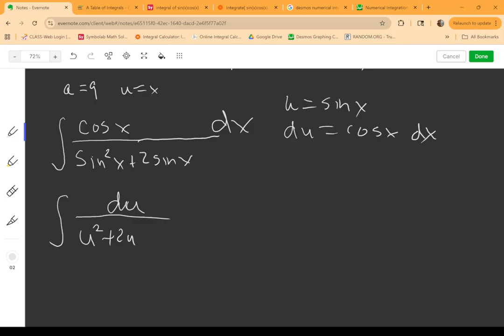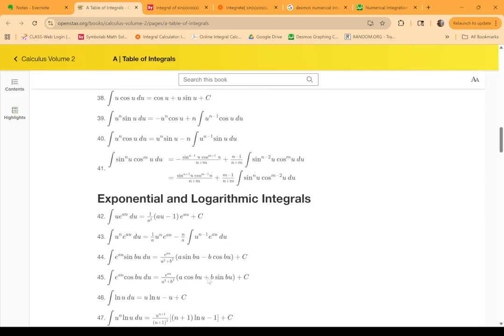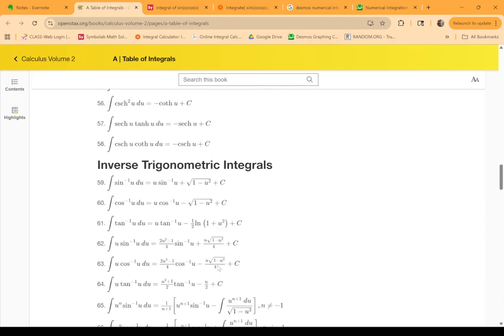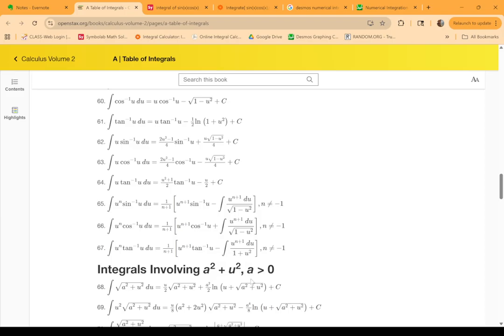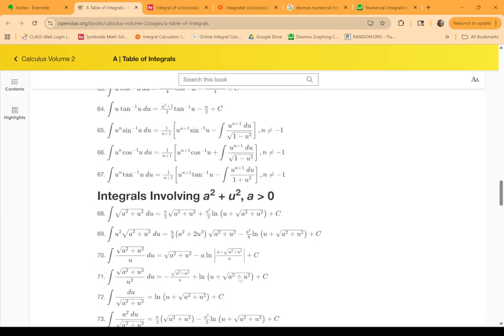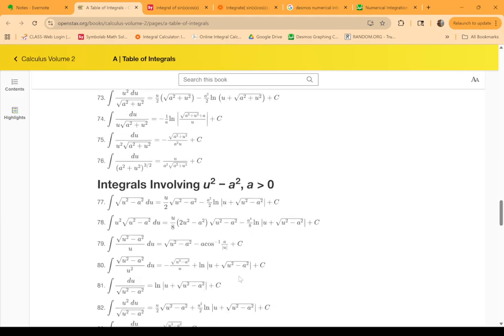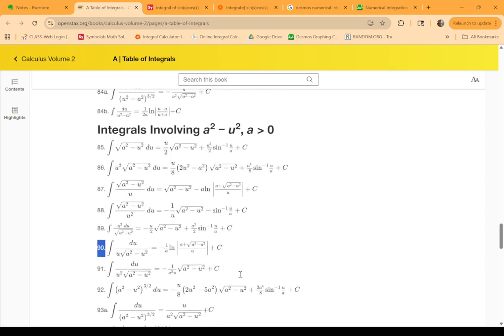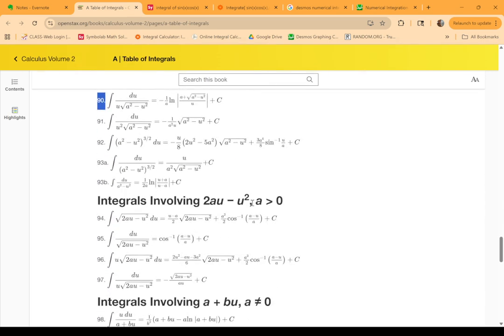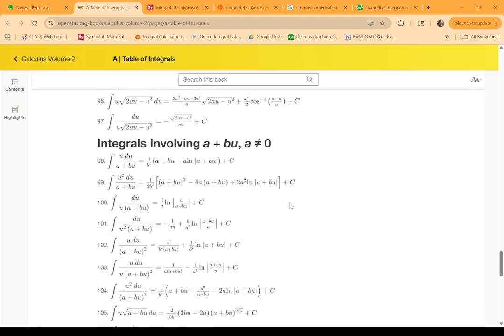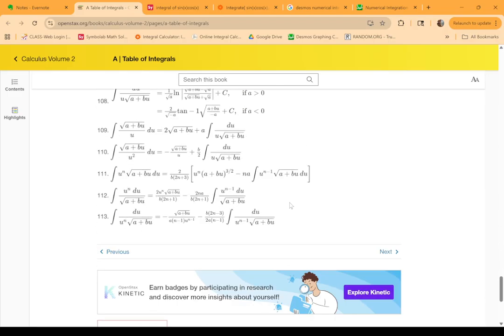Now, looking at this table of integrals, that still doesn't get me to where I want. It's not one of these, at least maybe not yet. It's not this either, u squared or a squared minus u squared. And it's not really this either here. So I need a different approach.